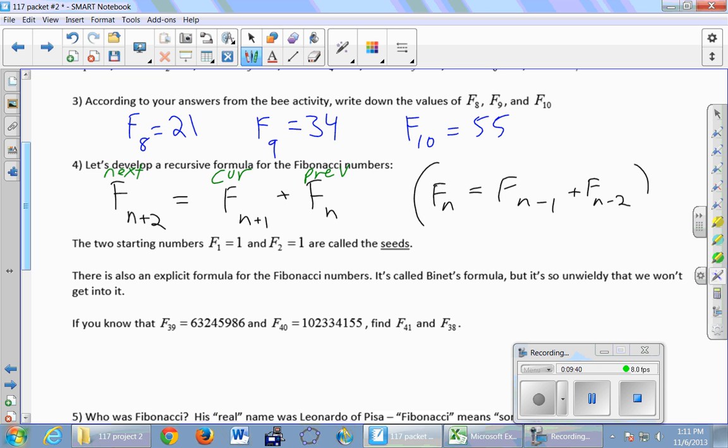Okay, so we do need to have 2 starting numbers in order to use this process, because this process relies on adding the 2 previous numbers. So you got to have 2 to start with. 1 and 1 are our first 2 numbers.